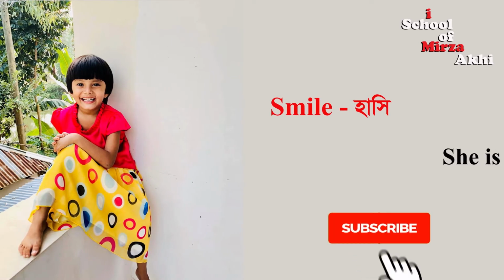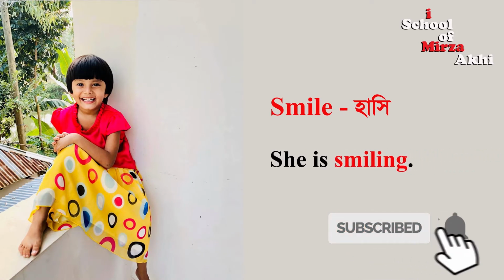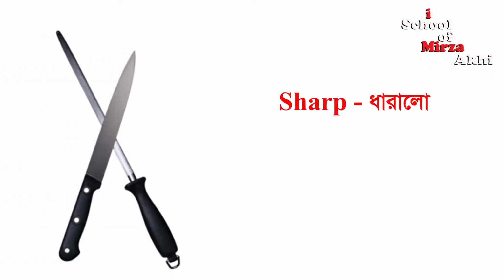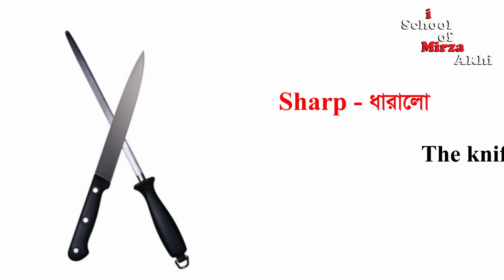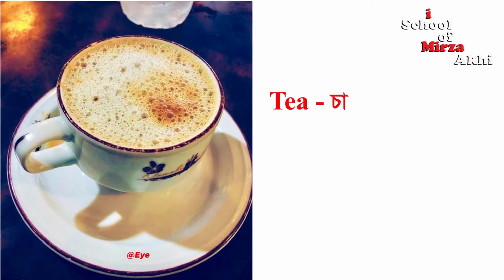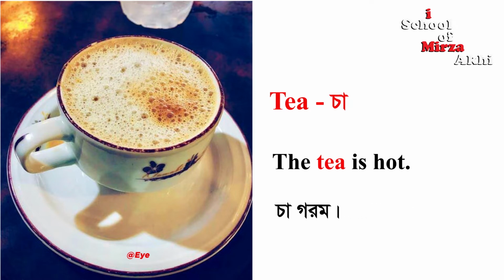Smile. She is smiling. সে হাসছে. Sharp. The knife is sharp. ছুরিটি ধারালো. Tea. The tea is hot. চা গরম.